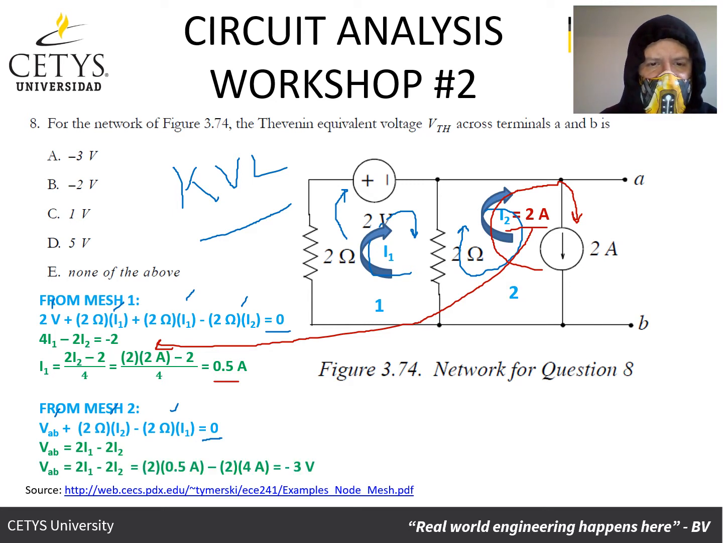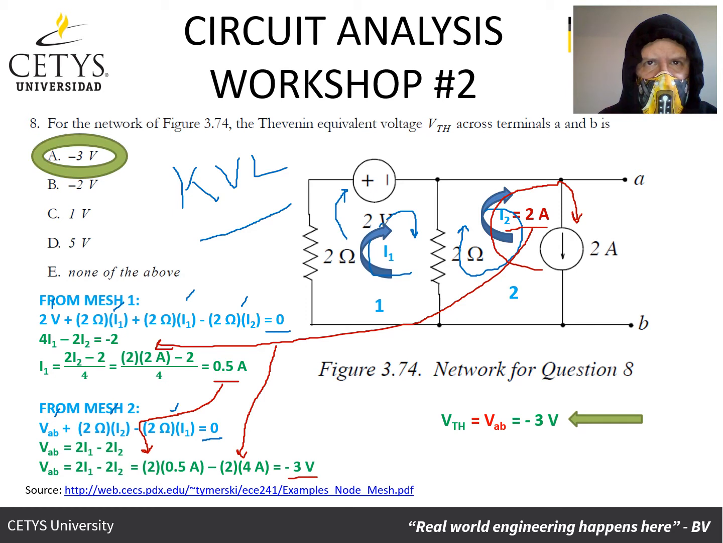We take these two values and substitute them now into the expression for VAB that we had found previously, and we find that the voltage VAB is minus 3 volts. And so the Thevenin voltage is the one that's going across terminals A, B, and so the Thevenin voltage is minus 3 volts. And so this is equal to this, which is what we were looking for. Answer A. Get over here.